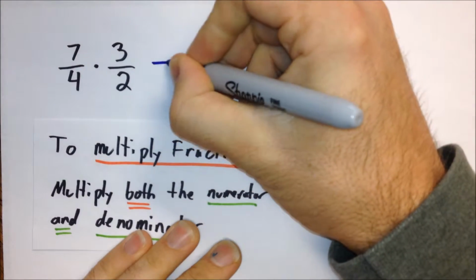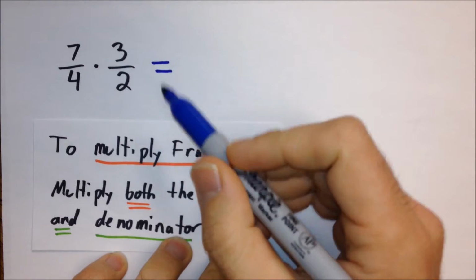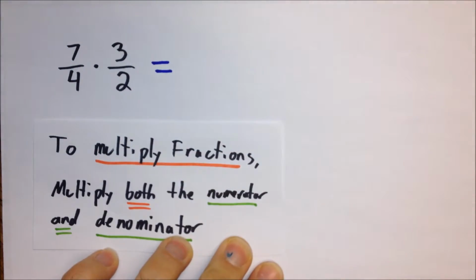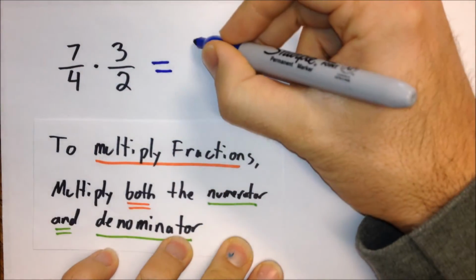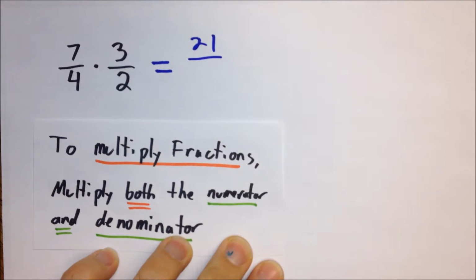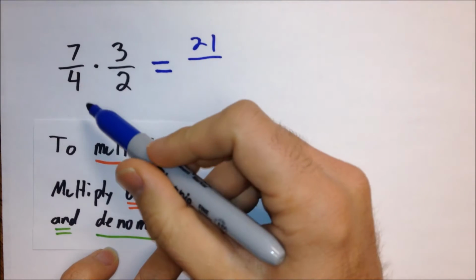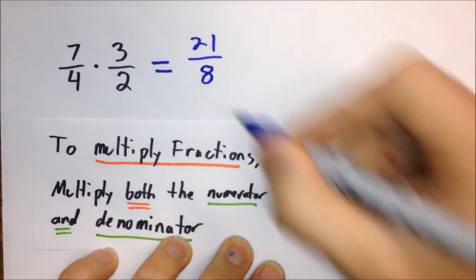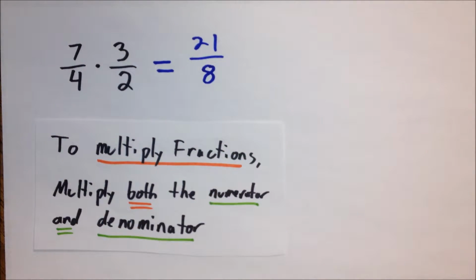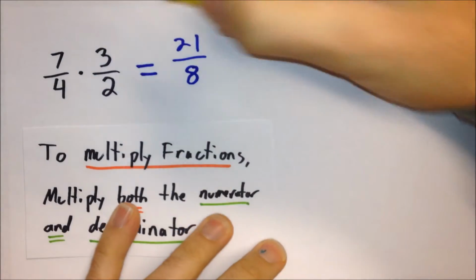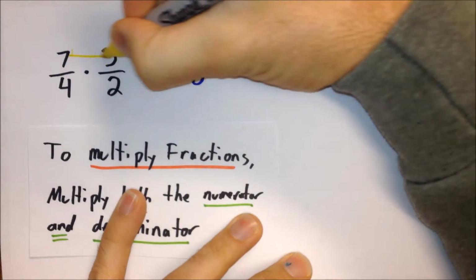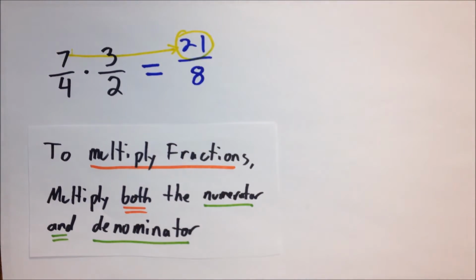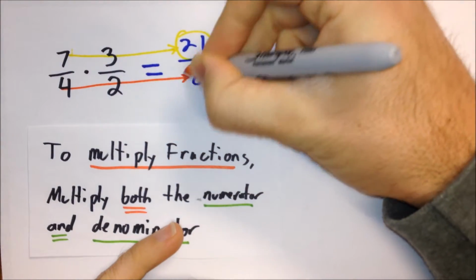So as I look through this problem, what I see is that the numerators are 3 and 7, so this is how many pieces we have, and in total we have 21 pieces when I put these two fractions together. But what type are those pieces? Well, the types are what we got when we took halves and split them into fourths, and so the types are eighths. If we look carefully, you can see that we took the 7 and the 3 and multiplied them together to get the 21, and then similarly we took the 4 and the 2 and multiplied them together to get 8.